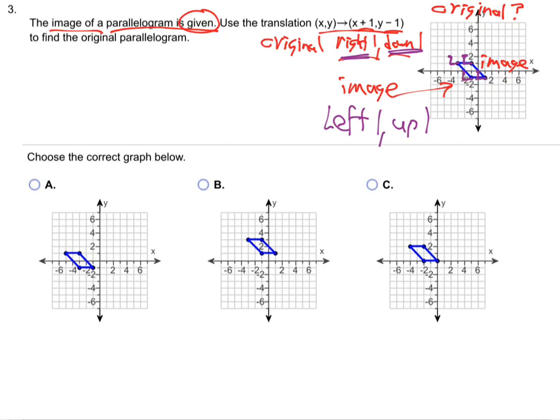So you just take all 4 corner points, go left 1, up 1, and then connect the dots. There's the original. It's right there at C. It's sitting right on the axis, left 1, up 1. There it is. So that's not bad. That's all the questions on this part.